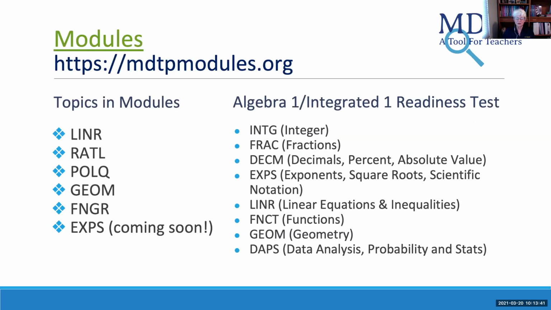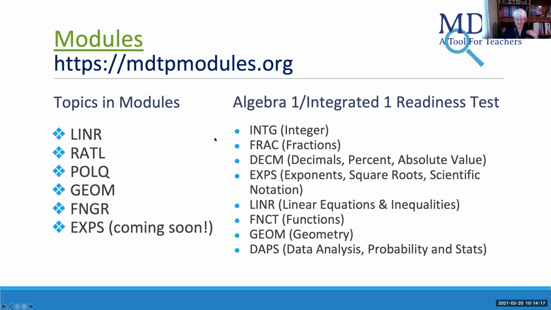So at this time, what I'd like to do is take a look. We're going to give you a chance to look at some of the modules just briefly. Again, recognize that the modules that we have currently are those 5 that you see on the screen there. So linear stands for linear situations, rational stands for rationals, polyq is polynomials and quadratics, geometry, and finger is functions and their graphs. And as I mentioned earlier, exponents are coming soon, but they're not released just yet.